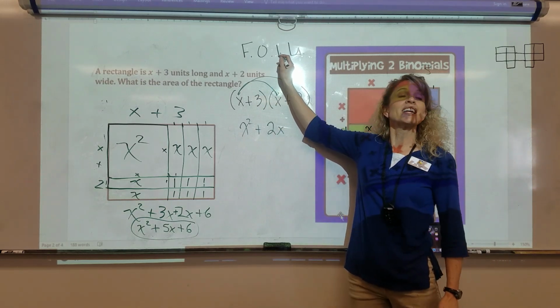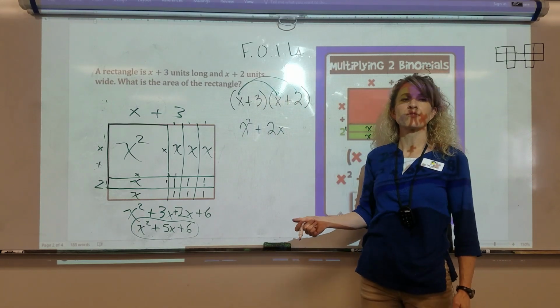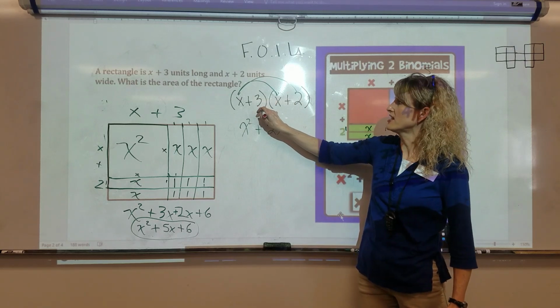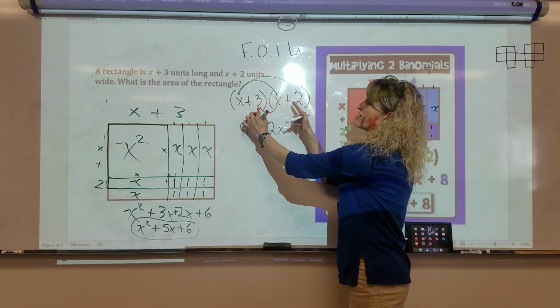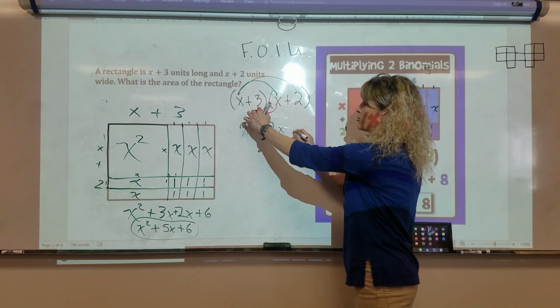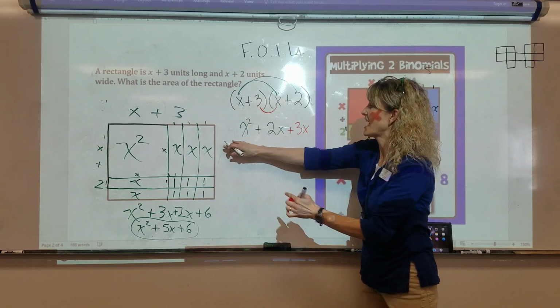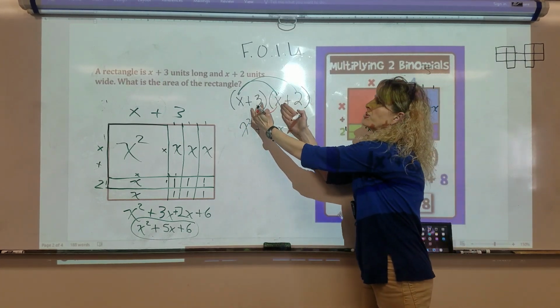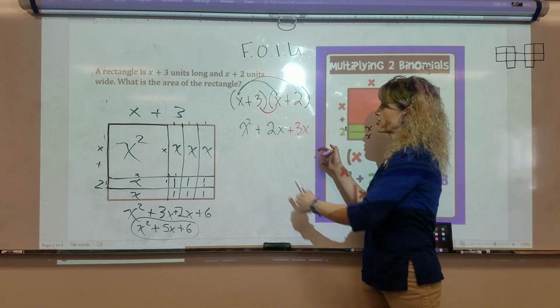Now, I stands for inside. So I'm going to take the inside terms of my two parentheses, these guys, 3 and x, and multiply those guys. And I add everything together, but I multiply and then add each term.